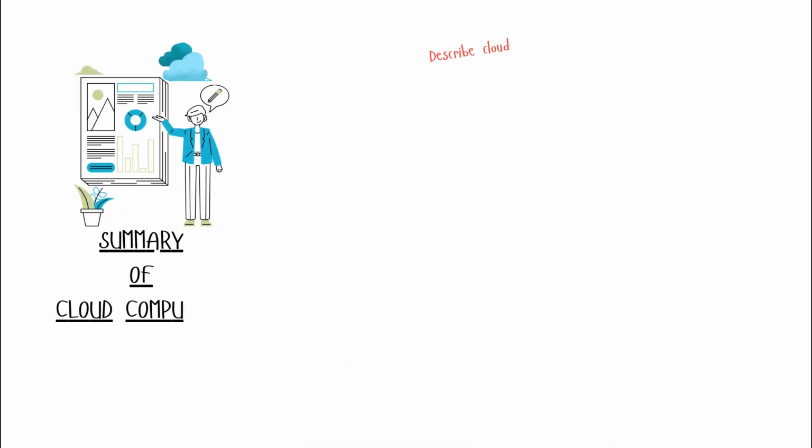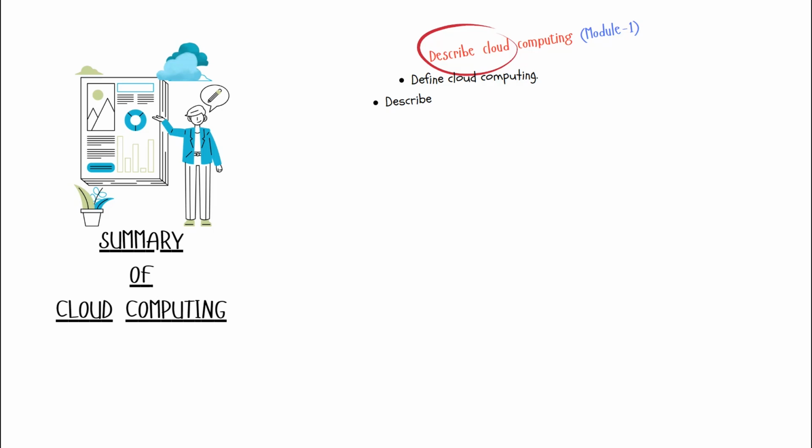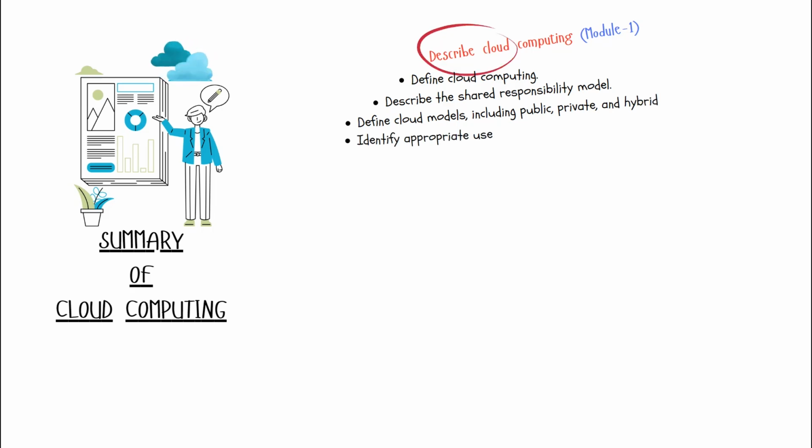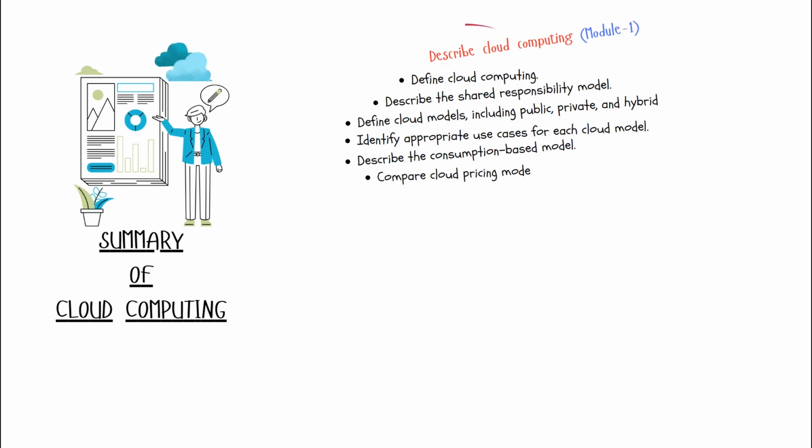Let's quickly summarize what we have learned in this lecture. In the first module, you learned about the basics of cloud computing. This included understanding what cloud computing is and how it works. You also explored the shared responsibility model, which explains how you and your cloud provider work together to keep your data secure. The module touched on different cloud models, such as public, private, hybrid, and multi-cloud, and explained how these models differ. Finally, the module covered how cloud computing changes IT spending from being a capital expense to an operational expense. By the end of this module, you should be able to explain what cloud computing is, understand how the shared responsibility model works, and describe different cloud models.